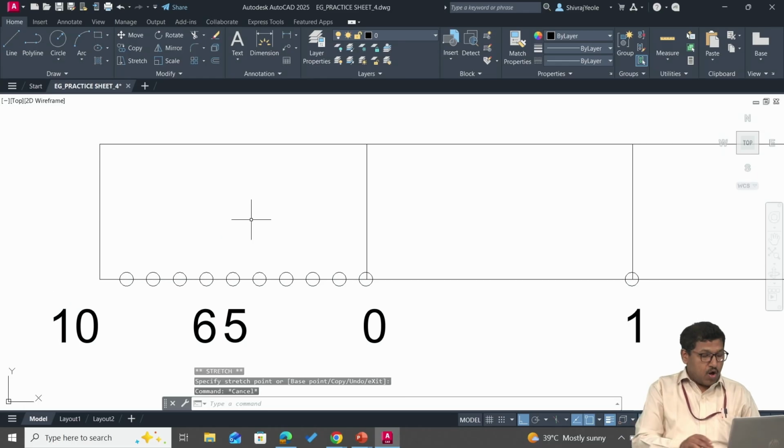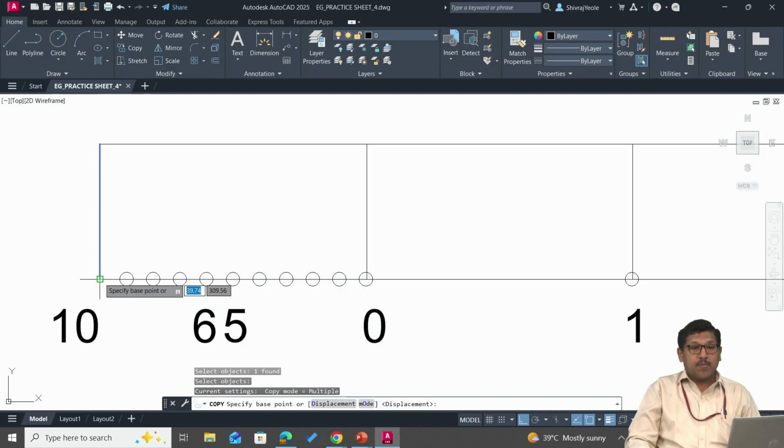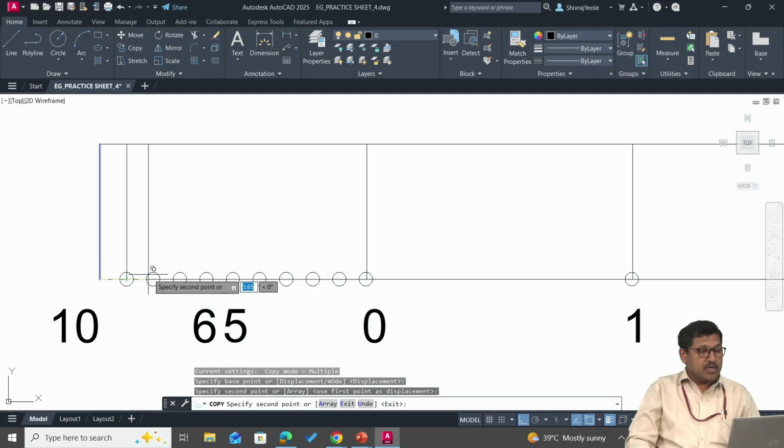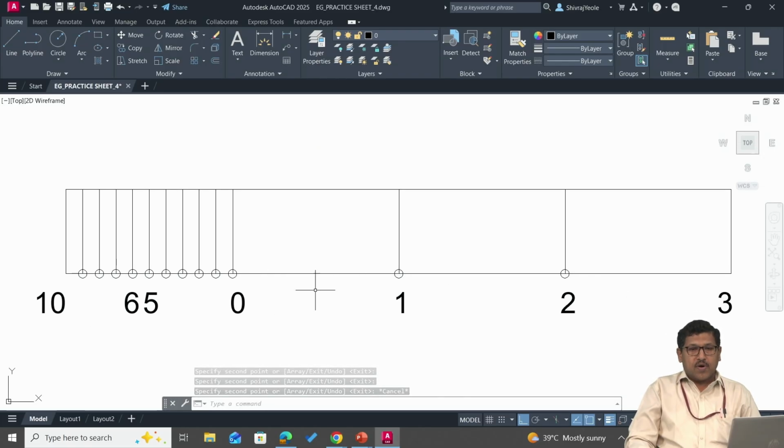Now make use of the copy command. Select the first line, press enter, define the endpoint of this vertical line as the base point, and start placing these lines on the division points. So what we have done is, we have divided the main length of scale into 4 equal parts.